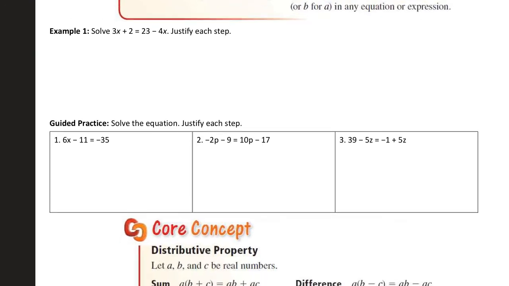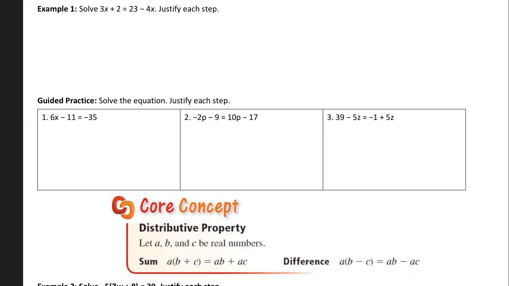So basically what you're going to do is solve equations and then justify the step with the property of equality that we used. So in this example 1, to solve this equation, I would want to get the variables on the same side, meaning I would either move 3x to the other side or negative 4x to the other side. Personally, I would like to move negative 4x to the other side by adding 4x to both sides. If I do that, the result is 7x plus 2 equals 23.